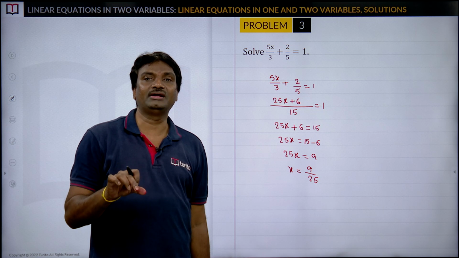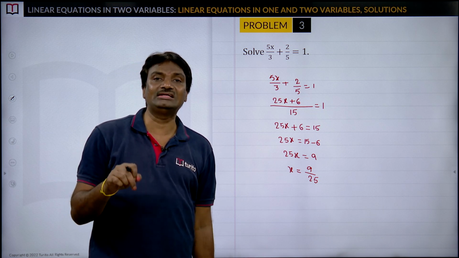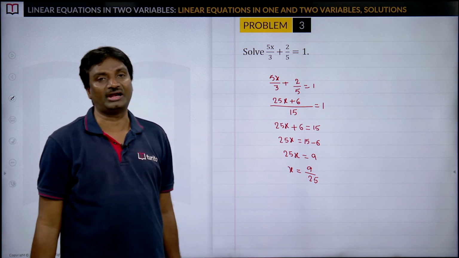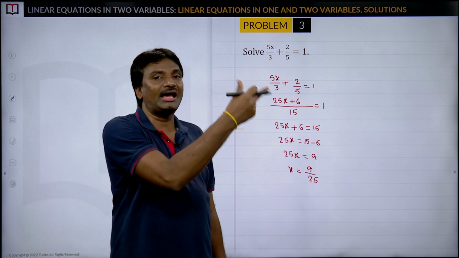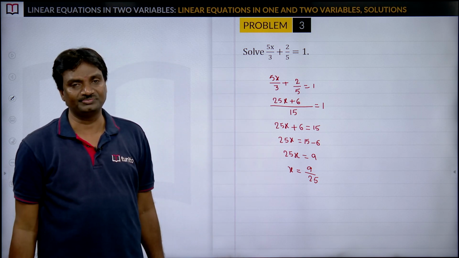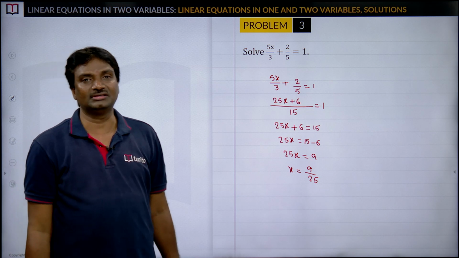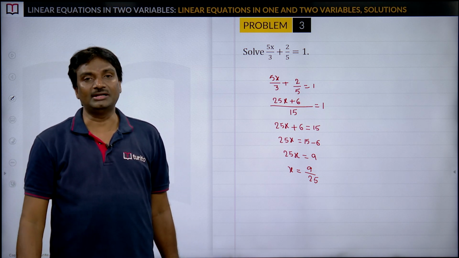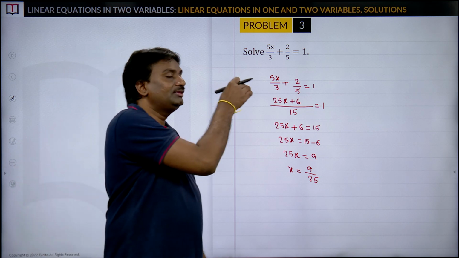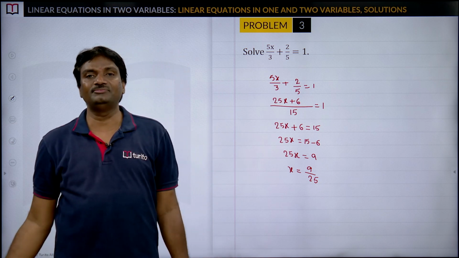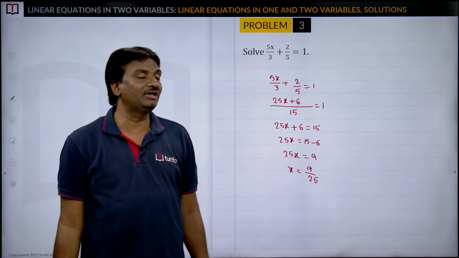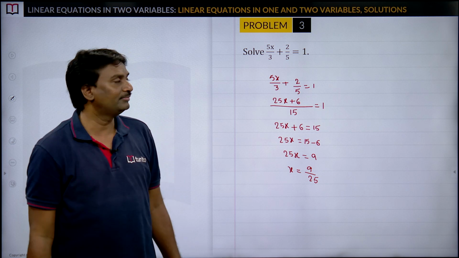So, when we have rational numbers, first we have to check whether the denominators are same or different. If the denominators are same, directly we can add the numerators. In 8th standard we have discussed linear equations with rational numbers. According to that, if the denominators are different, then you can take the LCM of the denominators and simplify them. Okay. Next problem.